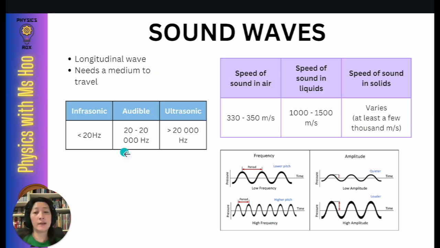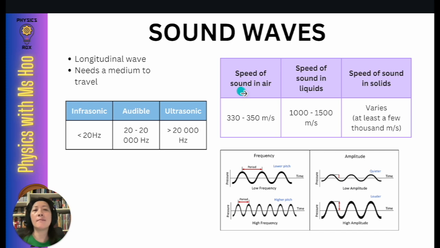You must know about the ranges of sound waves where the audible signal is between 20 to 20,000 Hertz. If the frequency of the sound wave is less than 20 Hertz, that's known as infrasonic, while if it's greater than 20,000 Hertz, it's known as ultrasonic. You must know that sound travels the fastest in solids, followed by liquids, then gases.